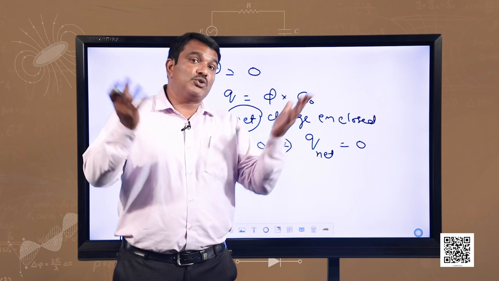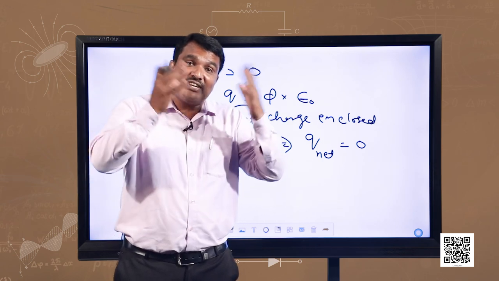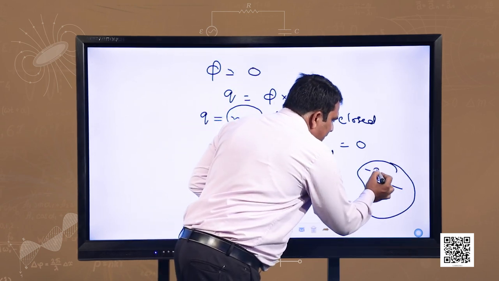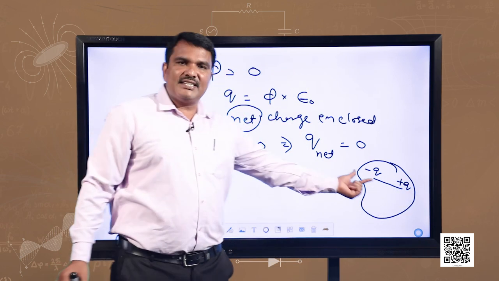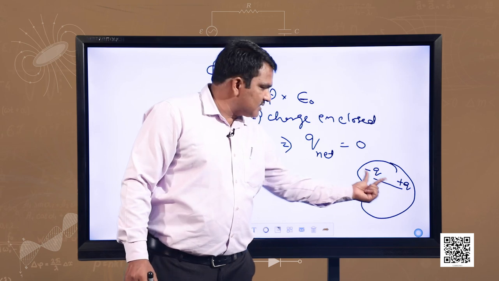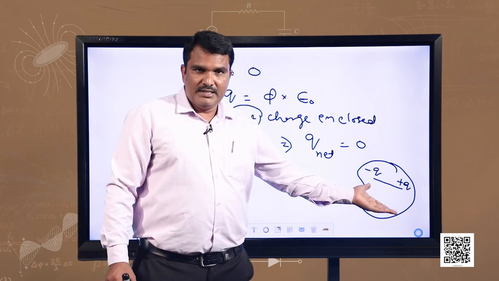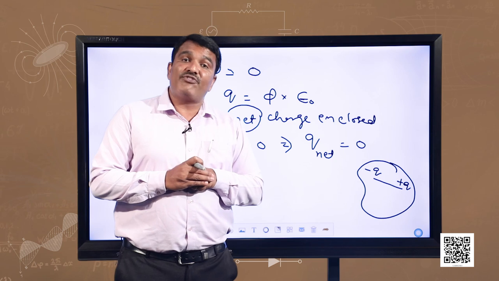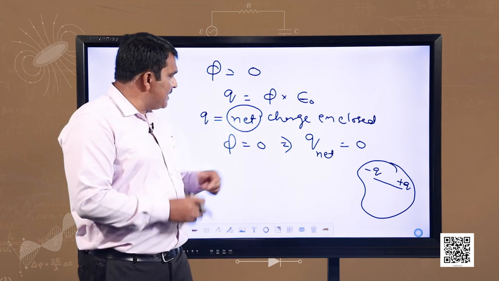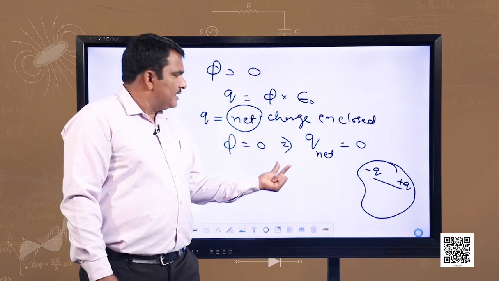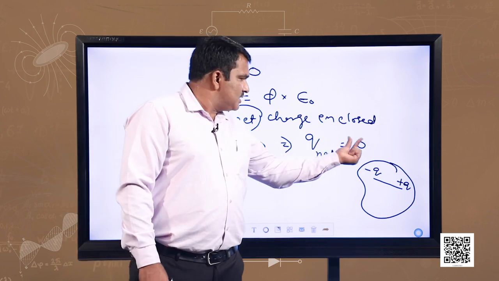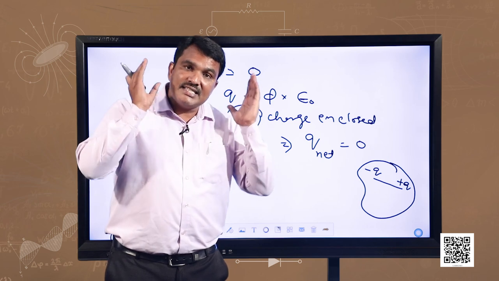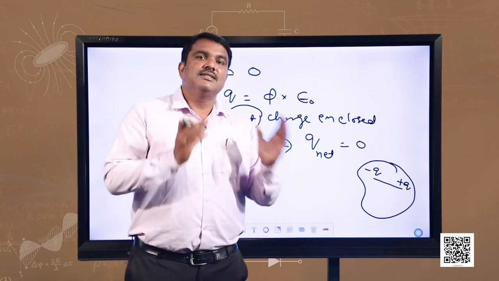There may be charges of opposite signs, such that the surface may contain a dipole. For example, this is any surface, and it may contain an electric dipole. And you can clearly see that the net charge, the sum of these two charges, is still 0. That means in such a case, when the net charge is 0, flux passing through the surface will be 0. It means if flux passing through the surface is 0, net charge enclosed by the surface is 0. But the surface may contain charges of opposite signs in such a way that their sum comes out to be 0.